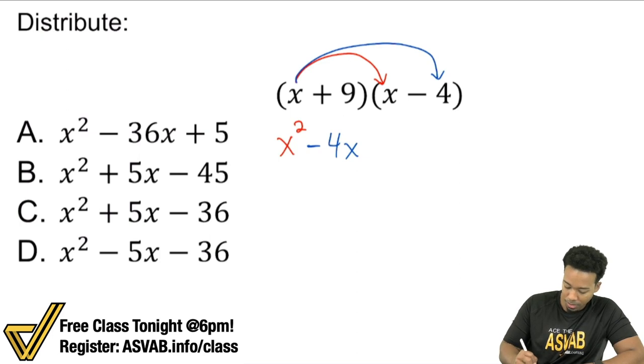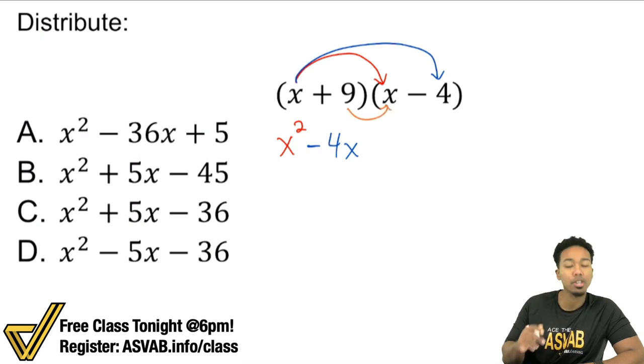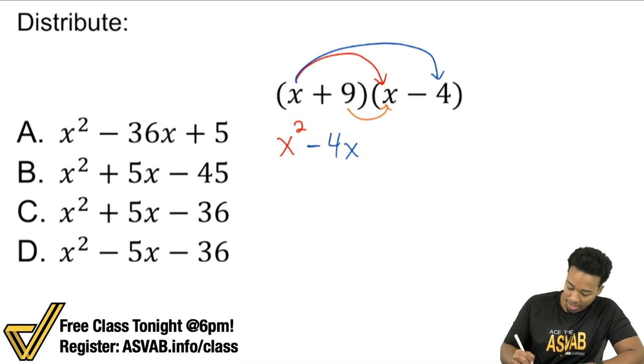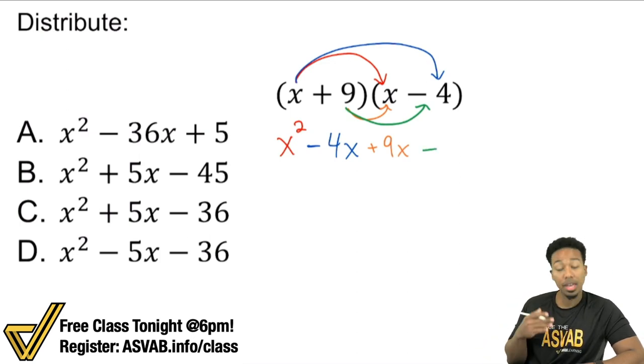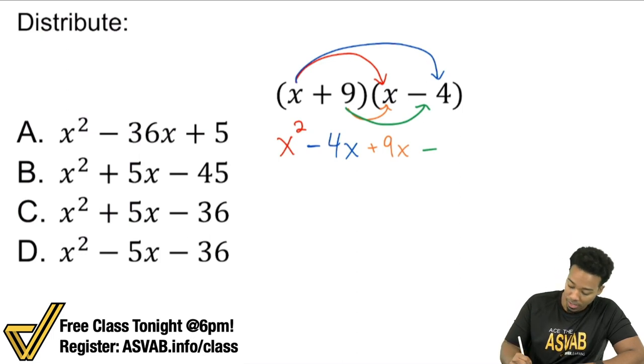The 9 now, since we already exhausted the x with both x and negative 4, again, we made sure that everything from here multiplies with everything from the other, right? Now here, we're going to take the 9 with the x and the 9 with the negative 4. It is that simple, everybody. So 9 times x, 9x. Then 9 times negative 4. Well, a positive times a negative gives me a negative. And then 9 times 4 gives me 36.